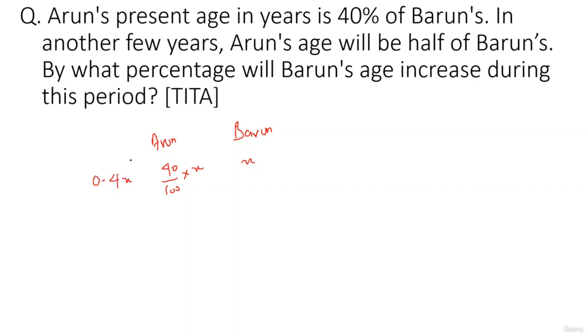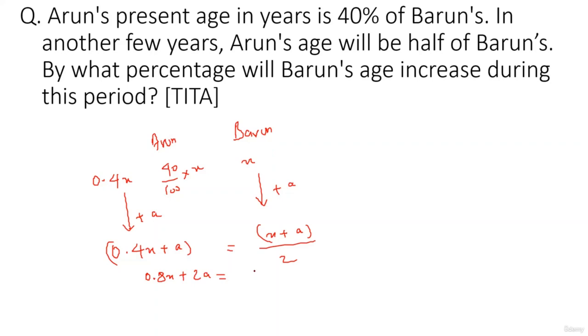After some number of years, Arun's age will be half of Barun's age. So let's say after a years this happens. After a years, Arun's age will be 0.4x plus a, and Barun's age will be x plus a. And we have been given that Arun's age is half of Barun's. So when you cross multiply, you get 0.8x plus 2a is equal to x plus a. This gives you the value of a as 0.2x.